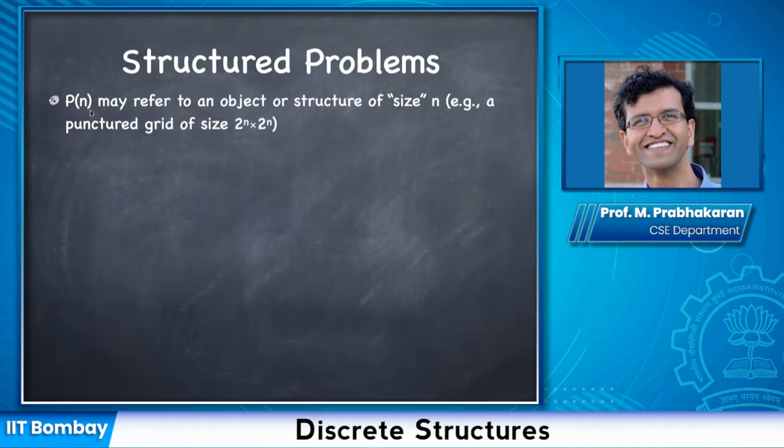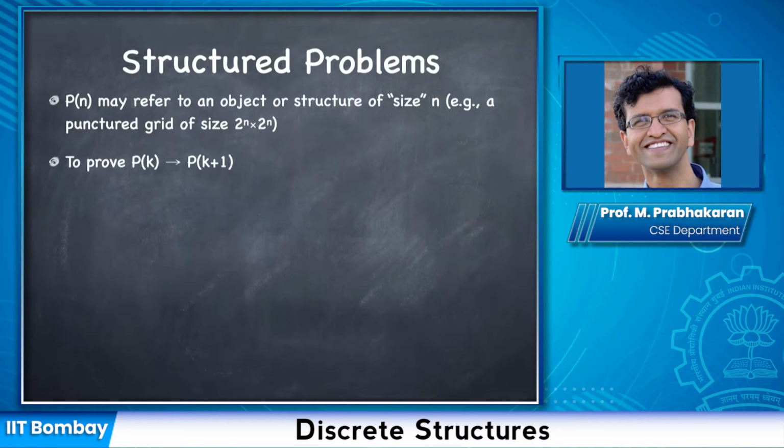Here I'm using size in a loose fashion. In our previous example, the object was a punctured grid, and a size n punctured grid means it's a grid of size 2 to the n by 2 to the n, right? And the property was that it can be tiled using Trominos. So the predicate Pn is a statement only about a number n, but what it says is that for every object of that size, the property that it can be tiled using Trominos holds.